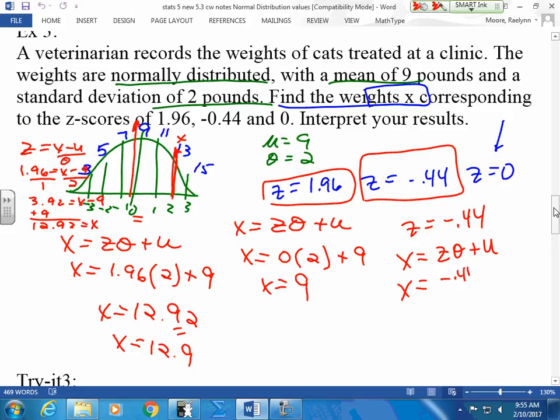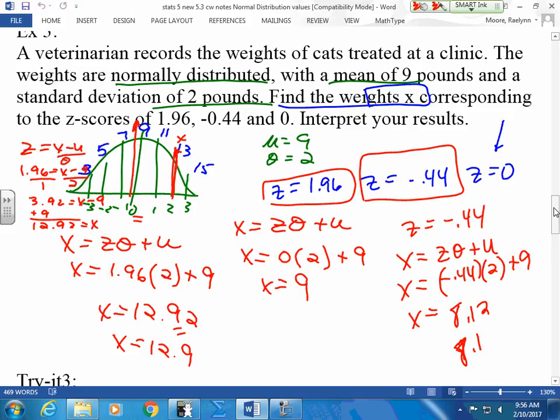Negative 0.44 times my standard deviation plus my mean. Throw that whole thing in your calculator and you get 8.12. And you can go one decimal place. And didn't we say it would fall somewhere between 7 and 9? It's almost halfway, isn't it? It's almost close to the negative 0.5.